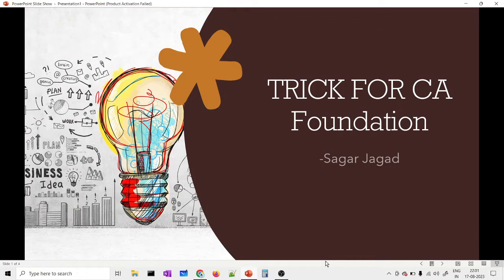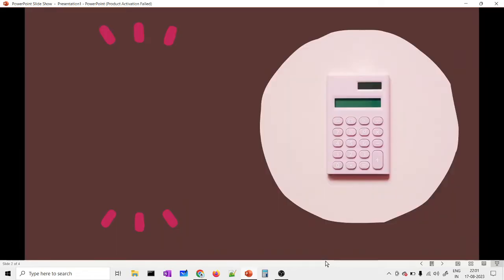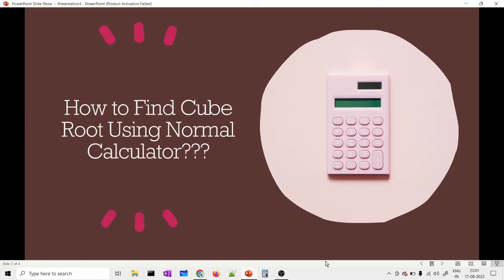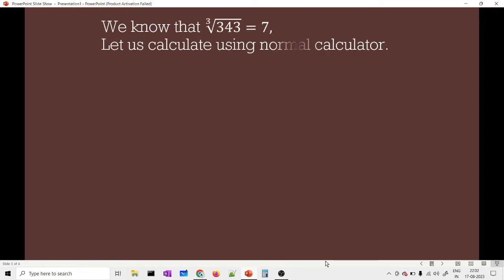In this video, I'll be talking about a simple trick to find out the cube root by using a normal calculator. Normal calculator means the calculator which does not have a function of cube root directly. So in such cases, if you want to find out the cube root, the only function required would be the function of square root. So let's just see over here.